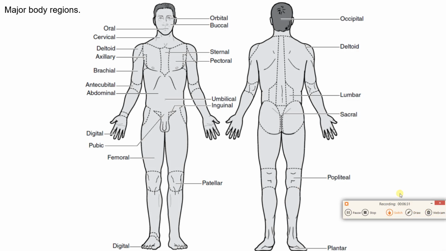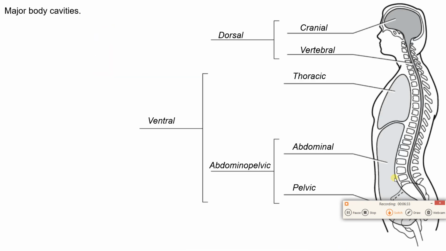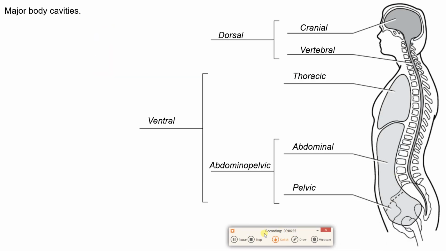We are done with body regions. Let's talk about body cavities. So we have made a nice longitudinal slice on this guy. Definitely not transverse, right? Transverse would be going across. So does this look like a frontal cut to you? No, this guy has not been cut frontally. He has been cut mid-sagittally.